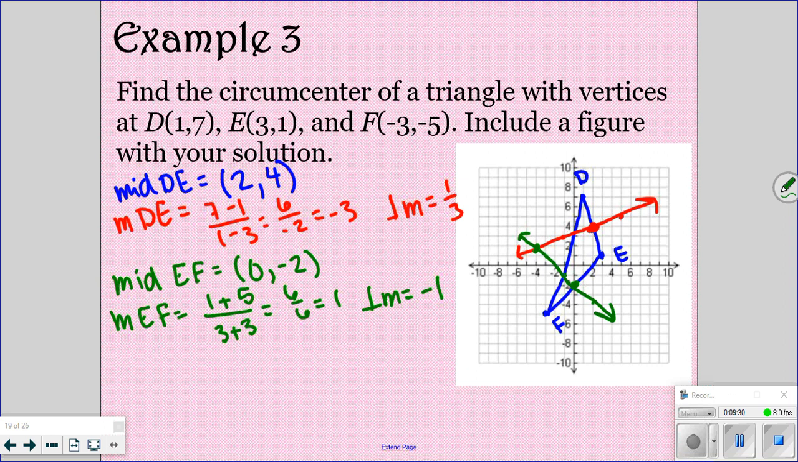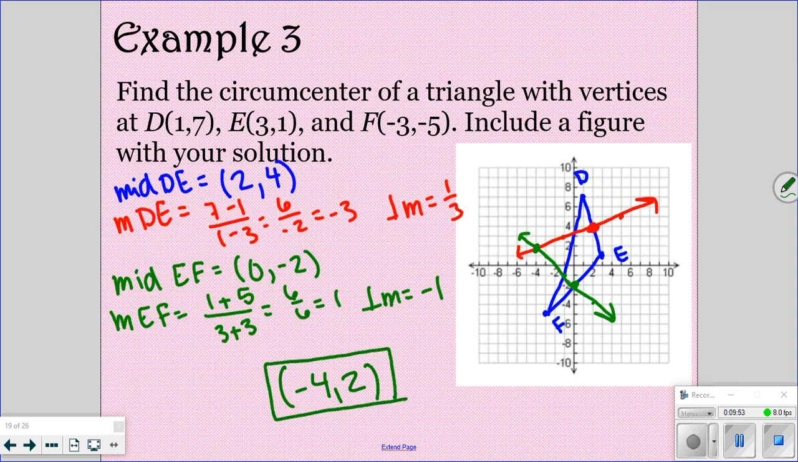So you don't actually have to find the third one, because if 2 of them intersect, then the third one is going to intersect at that same spot. But if you're not sure if you did one of them correctly, then go ahead and do the third one, and it should intersect in the same spot. But the circumcenter is going to be (-4, 2). So that's how you find your circumcenter.